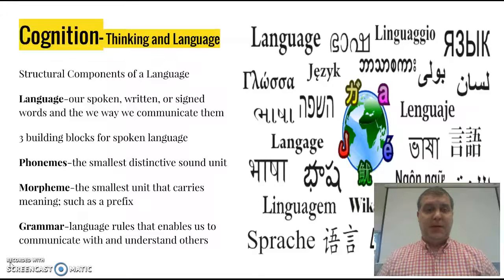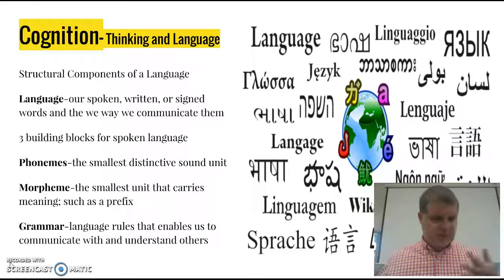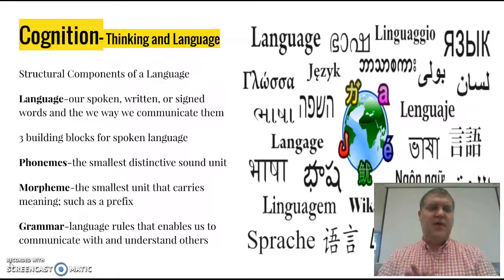The 3 building blocks are phonemes, which are the smallest distinctive sound unit; a morpheme, the smallest unit that carries meaning, such as a prefix; and grammar, the rules by which we write things correctly.